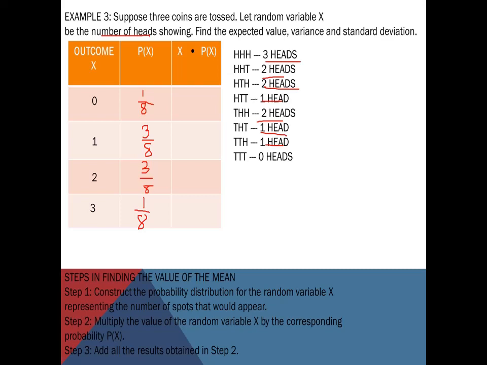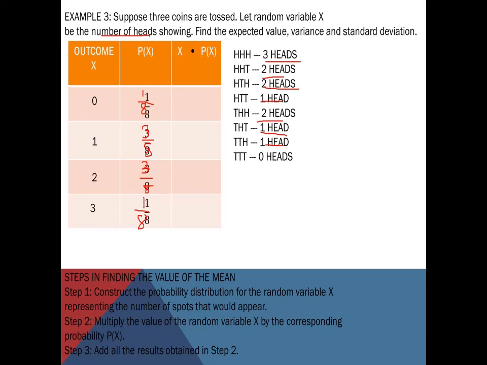So, that's the probability of getting 3 heads. 3 over 8 for 2 heads. 3 over 8 also for 1 head. And 1 over 8 for 0 heads. Okay, so that is now our probability distribution table. So, that's done for step number 1.